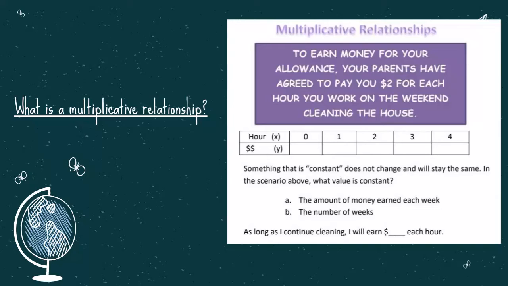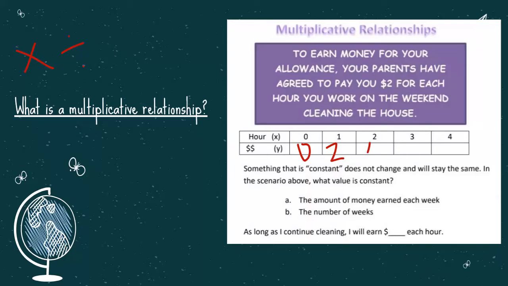When we look at our next one, we have our multiplicative relationship. So again, this is multiplying and dividing. To earn money for my allowance, my parents have agreed to pay me $2 each hour that I work on the weekends cleaning the house. So I'm going to fill in my table, and obviously if I work 0 hours, I am getting 0 money. Unfortunately, that is life. If I work 1 hour, then I will make $2.